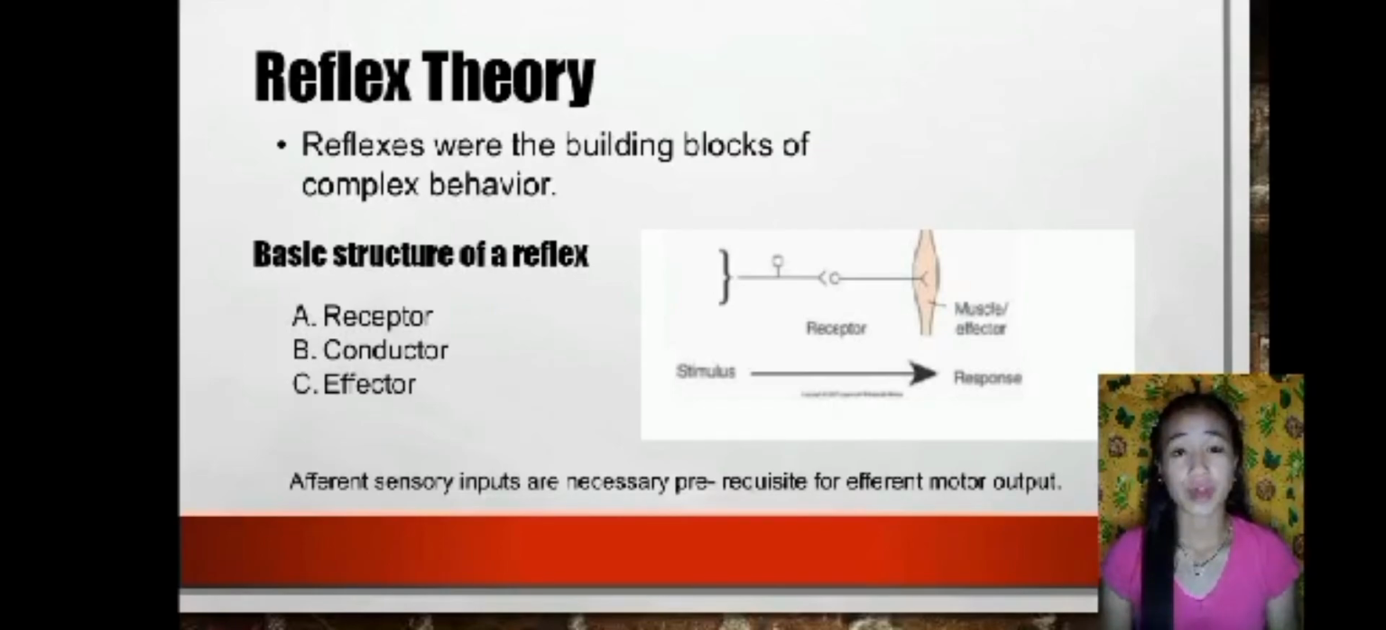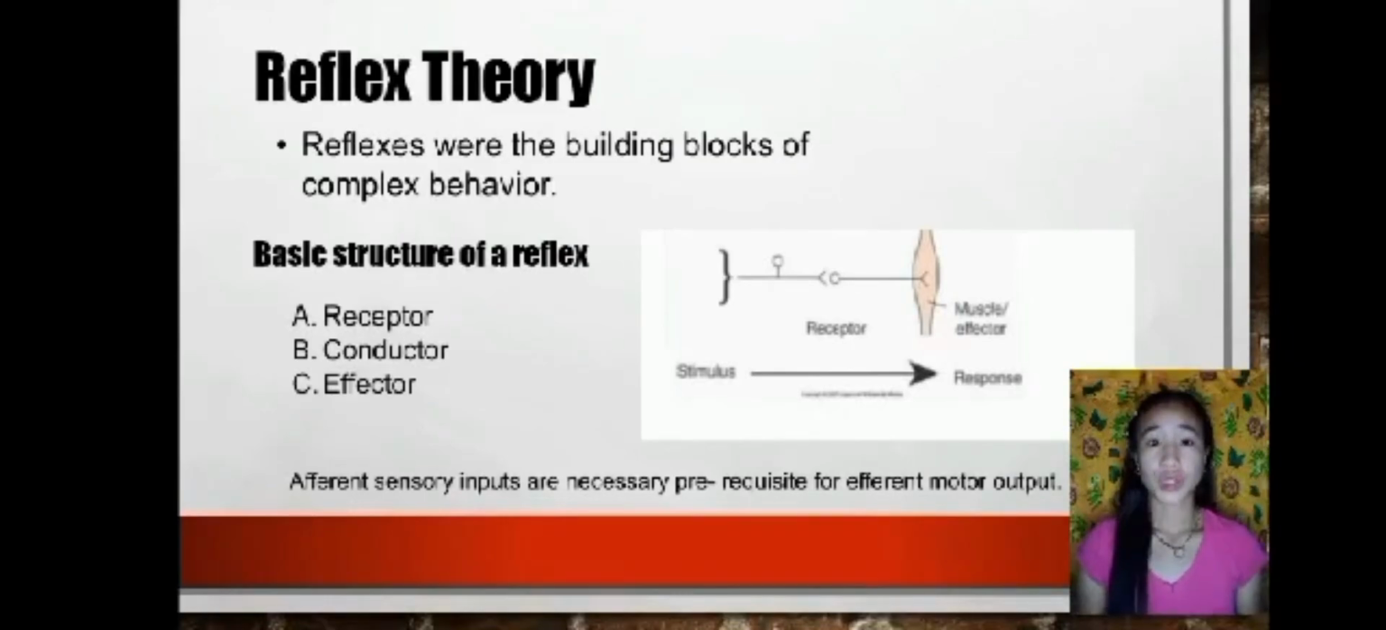Other protective reflexes are blinking when something flies toward your eyes or raising your arm if a ball is thrown your way. So let's proceed to the basic structure of a reflex. We have a receptor, transducer, and effector. So they have a picture on the right side, which is the receptors receive the message from the external environment and the muscles or effector responds against the stimulus.